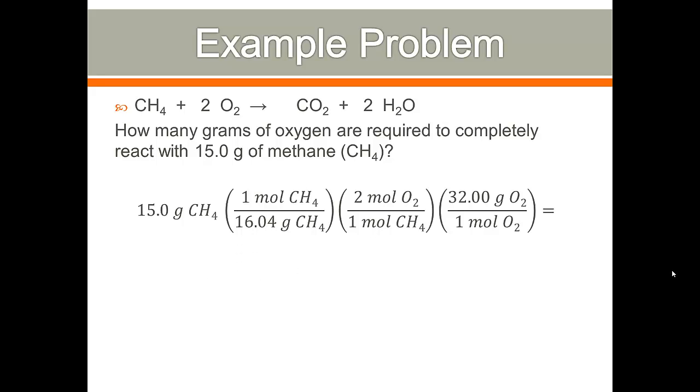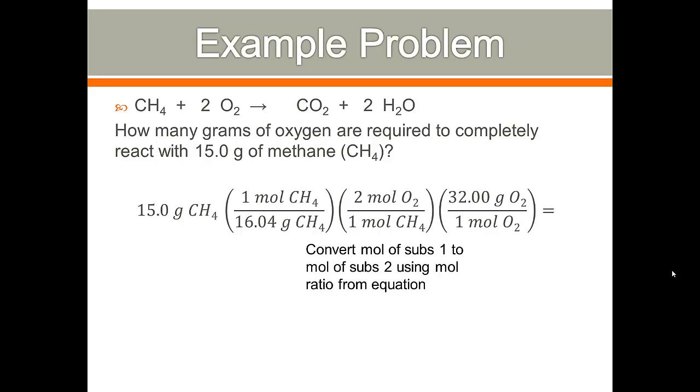Once I'm in moles, now I want to look to my balanced equation to find the ratio between the two things I'm looking at. So I have moles of methane right now. I want to change to moles of oxygen. So I go back to my equation. There are 2 moles of oxygen for every 1 mole of methane. That's why I have that ratio in the second step there.